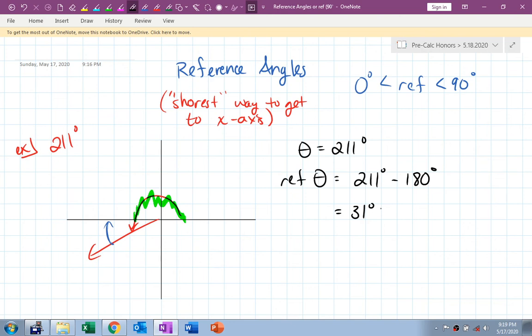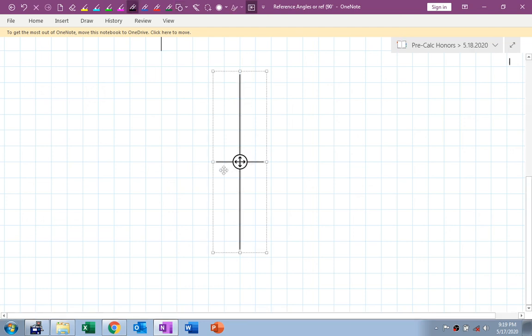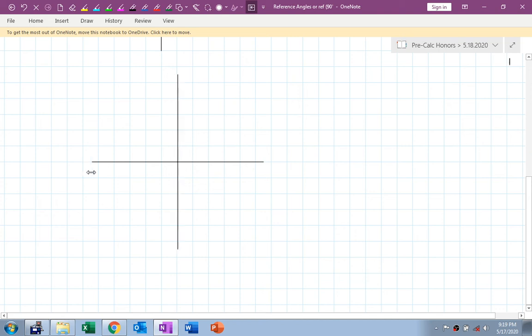Now, is there a way to simplify all of this? Of course there is. Anything in the first quadrant, your reference angle is your angle. I'll give you the general thing here. So these are the angles. So no reference needed.